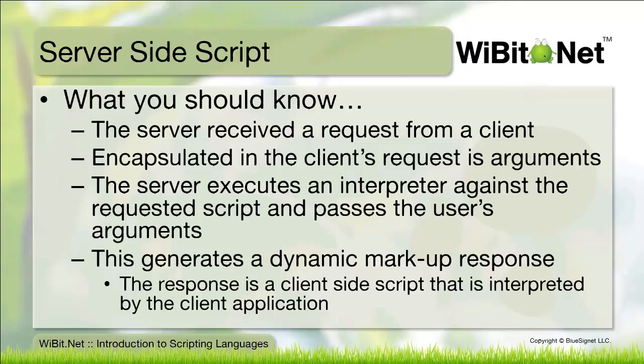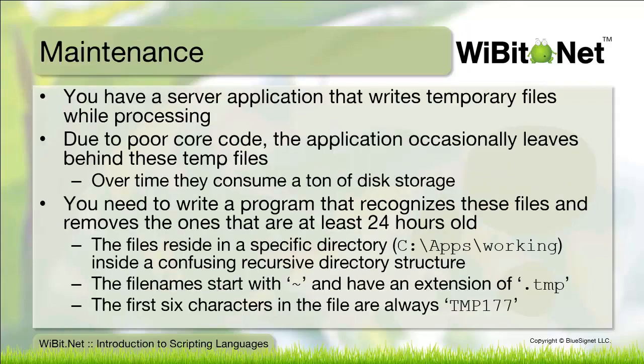The server received a request from a client. It encapsulated the client's request in its arguments, as we saw with the query string there. The server executed an interpreter against the requested script and passed the user's arguments. So based on what the user passed, the script knew what it had to provide back as an answer. This generated the markup response of hey buddy. That response is client-side script that is interpreted by the client application. In other words, your request gave a different blueprint for the browser to construct. And every time you send a new value, you'll get a new result. So that's often what server-side scripting is used for.